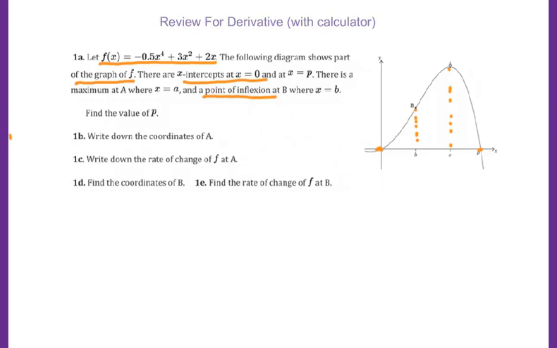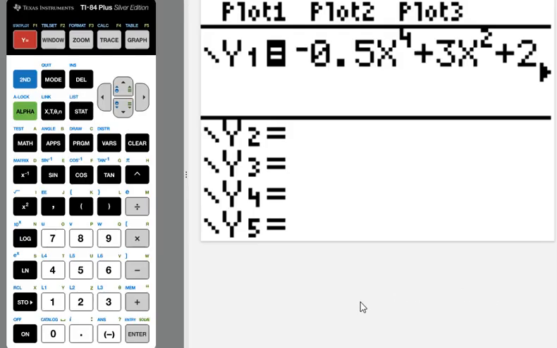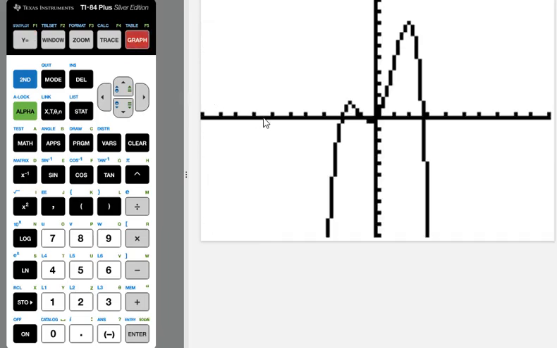Since in this problem we can use a graphing calculator, I will show you on the calculator. First of all, we will put the function into the calculator, y1. Then we go to graph. From this graph, you can figure out this maximum point and also this x-intercept. So we go to second trace.